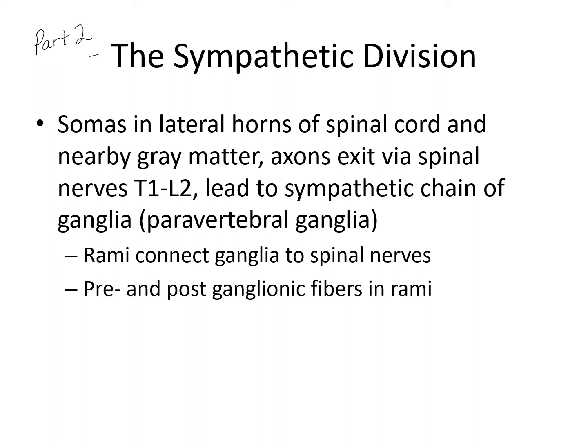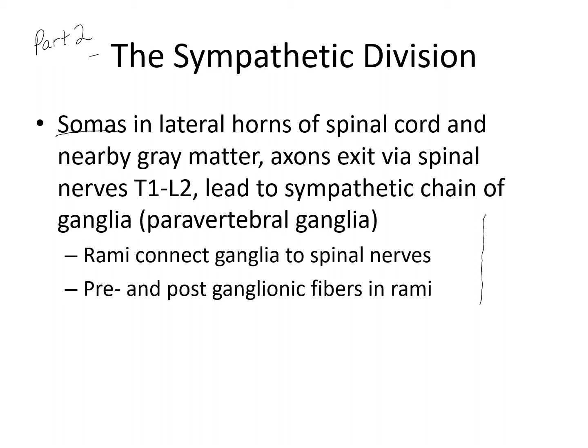So the somas, the neural cell bodies for these fibers, are going to be located in the lateral horns of the spinal cord. These are areas of gray matter that extend laterally if you were to look at a cross section of the spinal cord. So the somas are going to be in those lateral horns as well as the nearby gray matter, and the axons are going to exit via spinal nerves T1 through L2 and lead to the sympathetic chain of ganglia. So another term for this is the paravertebral ganglia, because essentially you have the ganglia surrounding the vertebral column.